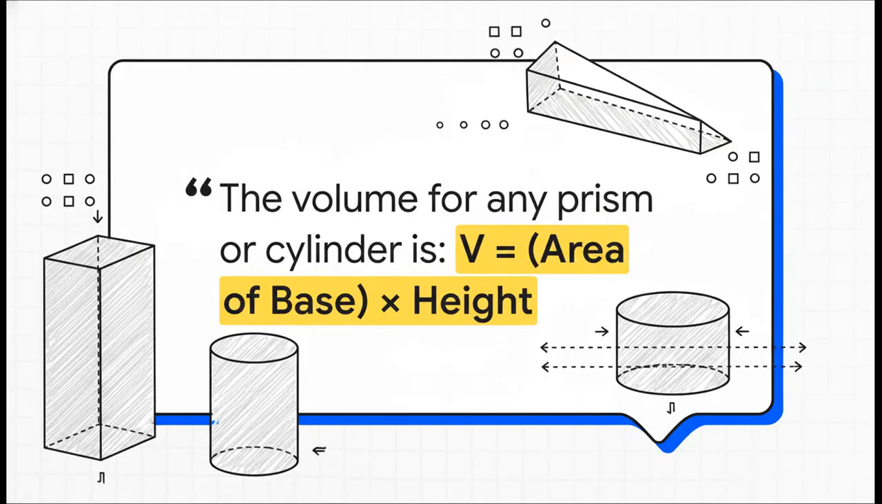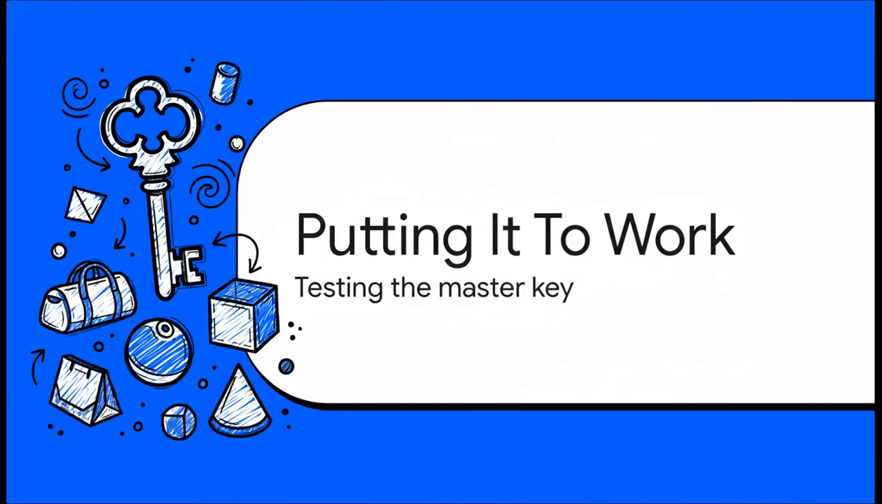And that, right there, is the master key. The volume for any prism or cylinder, basically any shape that has the same face on both ends, is just the area of that face, or base, multiplied by its height. You find the area of the repeating shape, and then you just multiply by how far back it stretches. That's the whole secret. So the big question is, does this master key actually work?